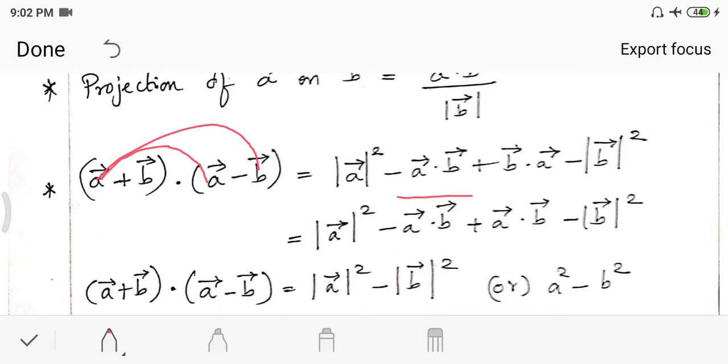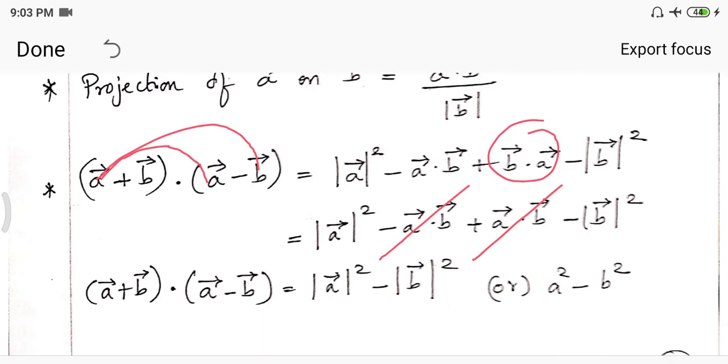Okay. Next step, minus A dot B plus A dot B. This B dot A is changed to A dot B because scalar product is commutative. So A dot B equal to B dot A. So we have changed that. Now negative A dot B, positive A dot B gets cancelled. So we are left with modulus of A vector square minus modulus of B vector square. This you can simply say A squared minus B squared. A plus B times A minus B formula. A plus B into A minus B is A squared minus B squared. The same formula is there. So it is not a different formula. Okay. Now we move forward.